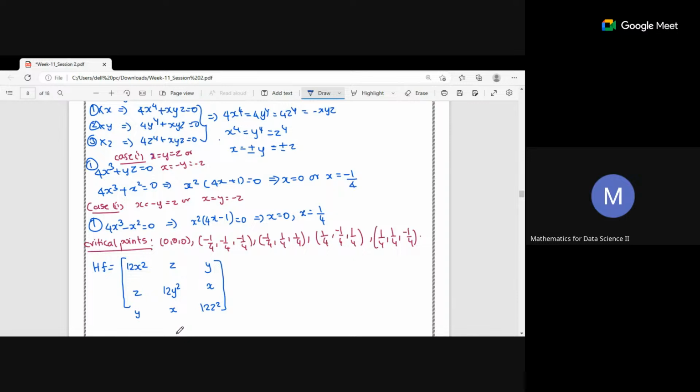Now at each point, what happens? We need to see. What happens at 0, 0, 0? We don't have to do calculation. Straight away, can you say what happens at 0, 0, 0? HF becomes the null matrix. So the test is inconclusive at 0, 0, 0. Okay, let us move to the next point.